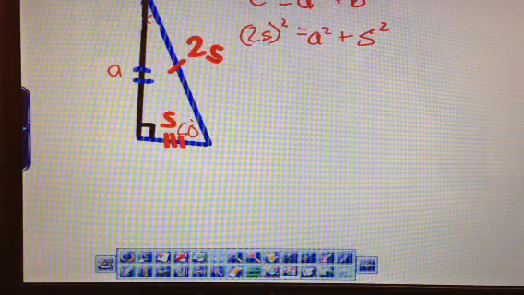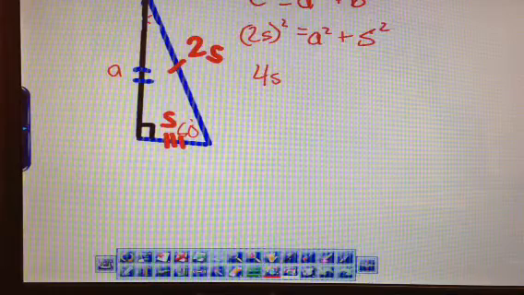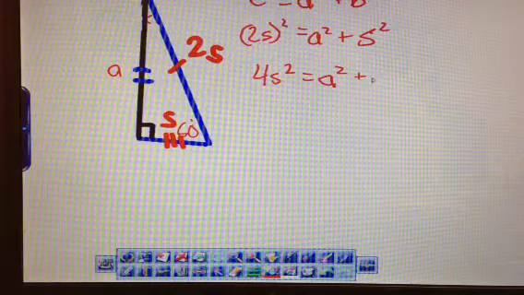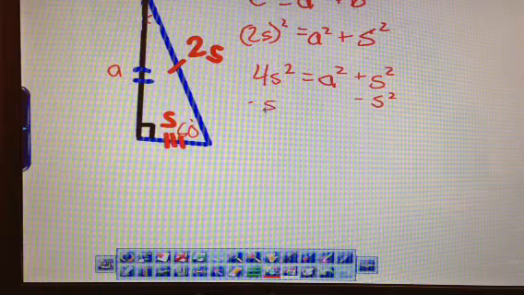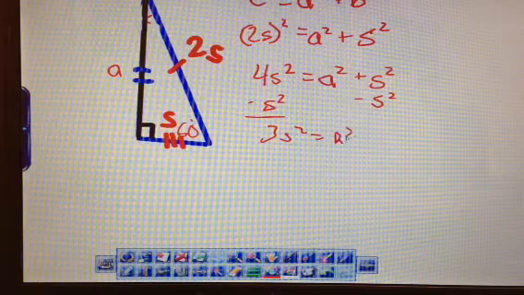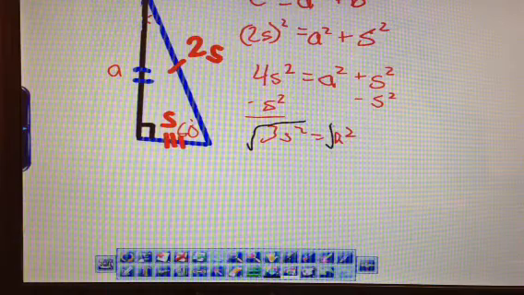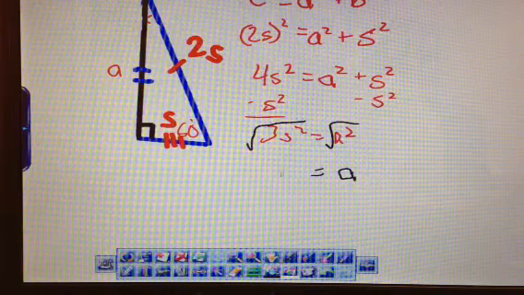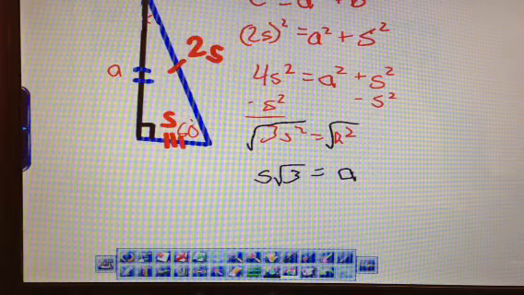So we have 2s squared, that's 2s times 2s, that's 4s squared, equal to a squared plus 1s squared. Now we'll subtract s squared from each side of the equation. When we do that, we get 3s squared equal to a squared. And then to undo squared, we square root. So square root both sides. Square root of a squared is a. Square root of 3s squared, well, square root of s squared is s, so we have s square root 3.